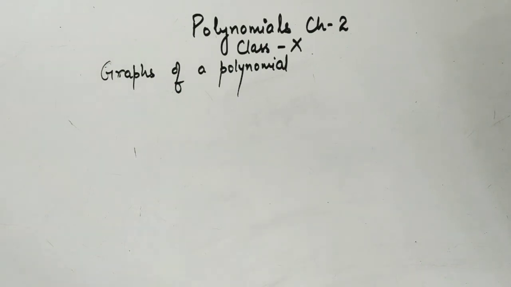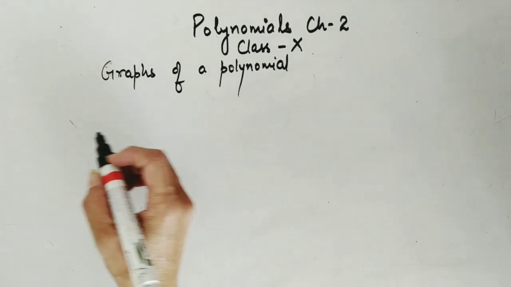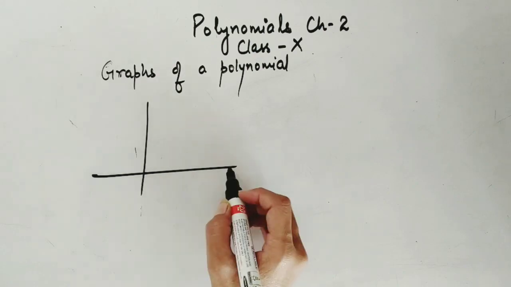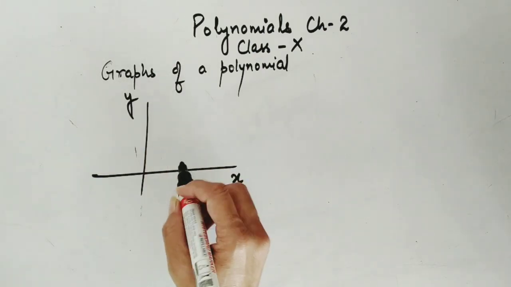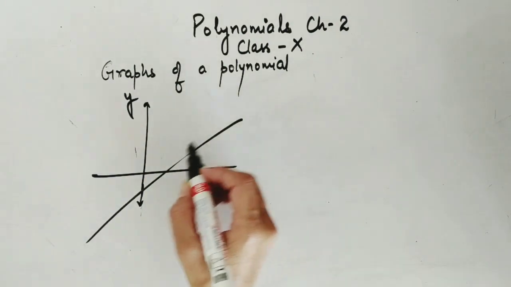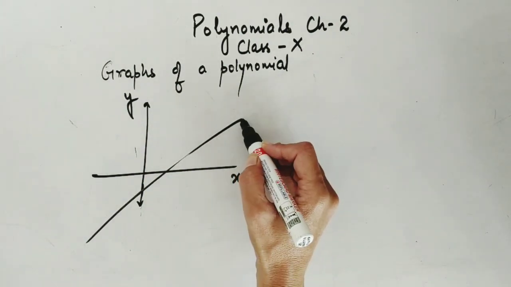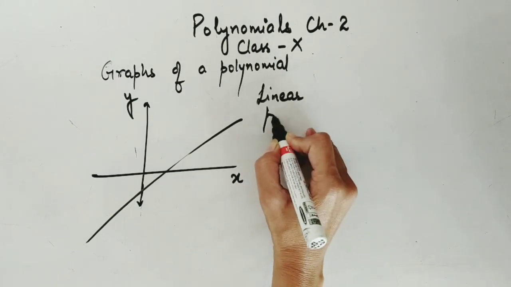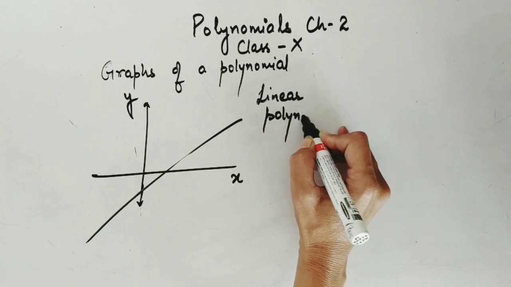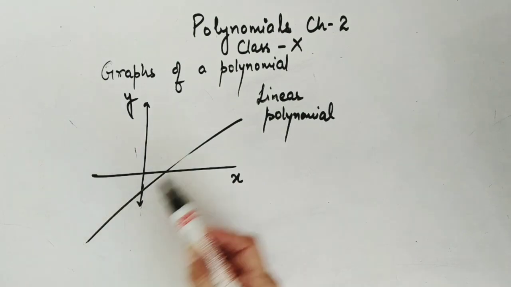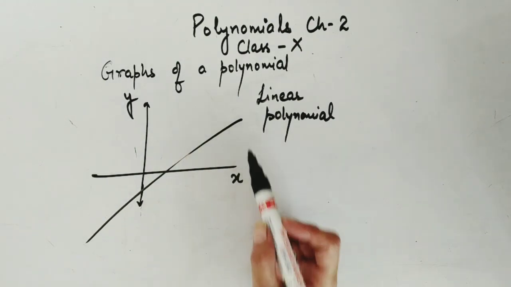Now next we are going to talk about graphs of a polynomial. We know, because till class 9 we have been dealing with such graphs: Cartesian plane, x-axis, y-axis, and a straight line used to go like this. So this was always a straight line. It's called graph for linear polynomial. Whenever you would get a linear polynomial, when you represent it graphically, this is how it would look like. It would be a straight line.